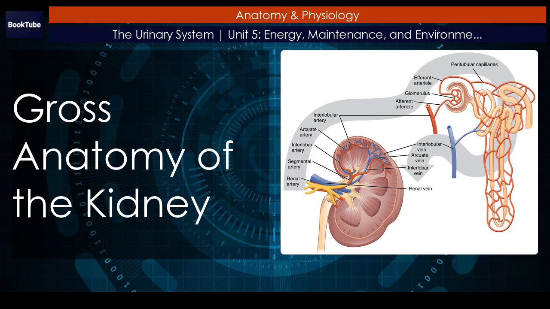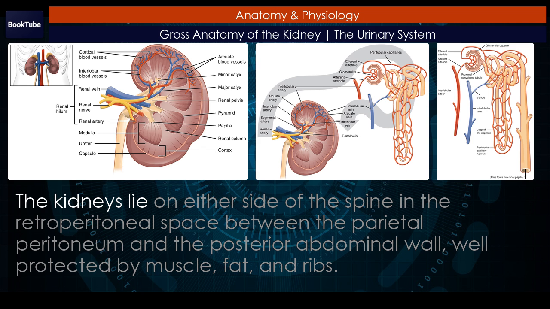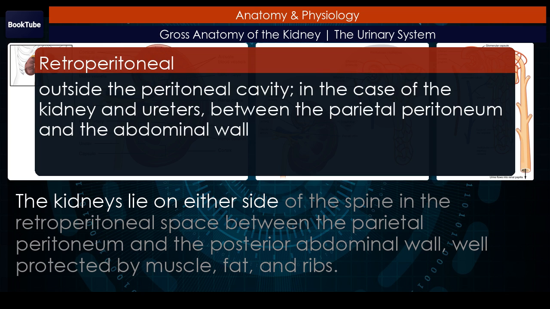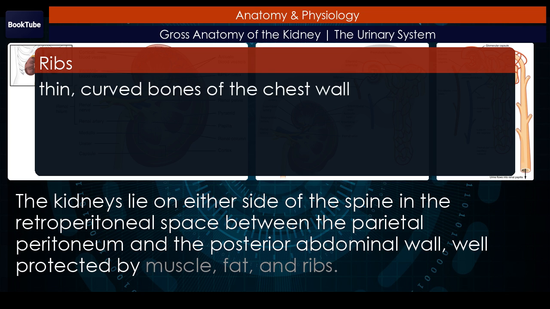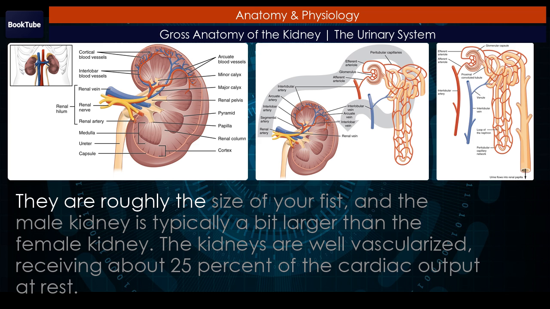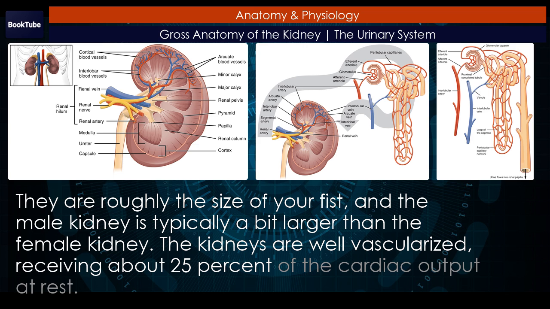Gross anatomy of the kidney. The kidneys lie on either side of the spine in the retroperitoneal space between the parietal peritoneum and the posterior abdominal wall, well protected by muscle, fat, and ribs. They are roughly the size of your fist, and the male kidney is typically a bit larger than the female kidney. The kidneys are well vascularized, receiving about 25% of the cardiac output at rest.